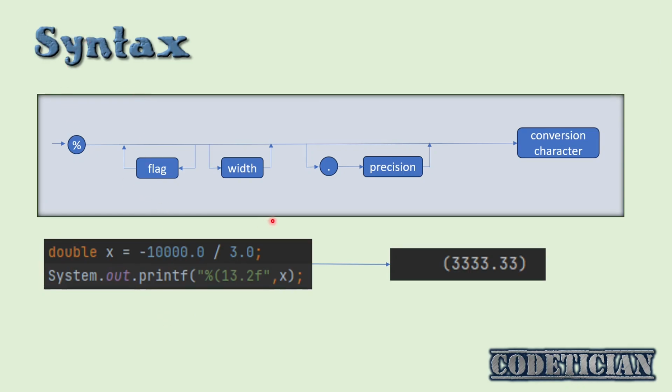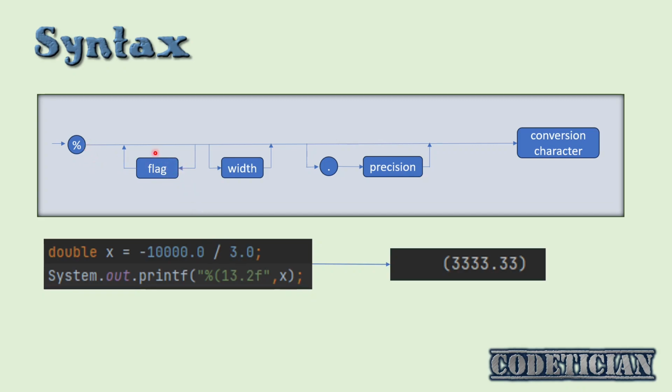What is the syntax for this formatting of output? It starts with this percentage sign and it ends with this conversion character. What is this conversion character? It is the same format specifier, like D for the integer, F for the float, S for a string, C for character. So everything will be between these two things, the percentage and the conversion character. Here in an example, we have saved double x as minus 10,000 by 3.0. So every formatting that I'm going to do will be between this percentage and F. F is my format specifier, which says that it is a floating point number.